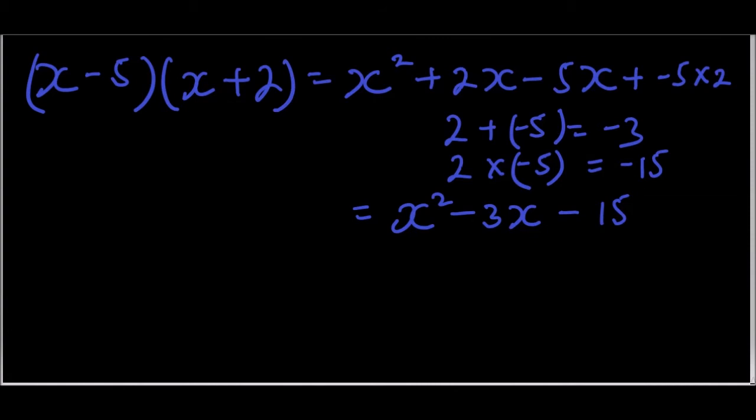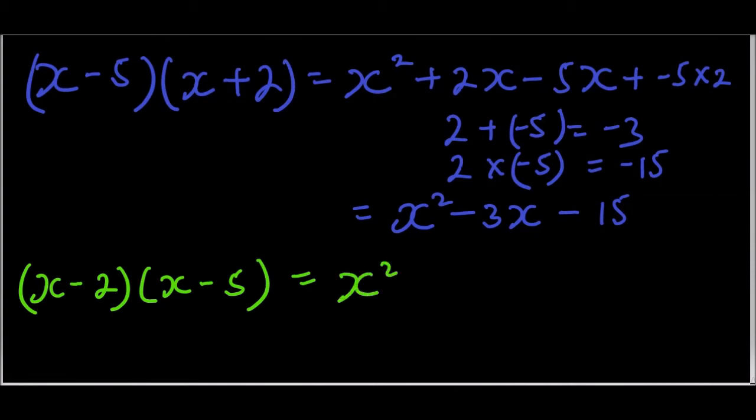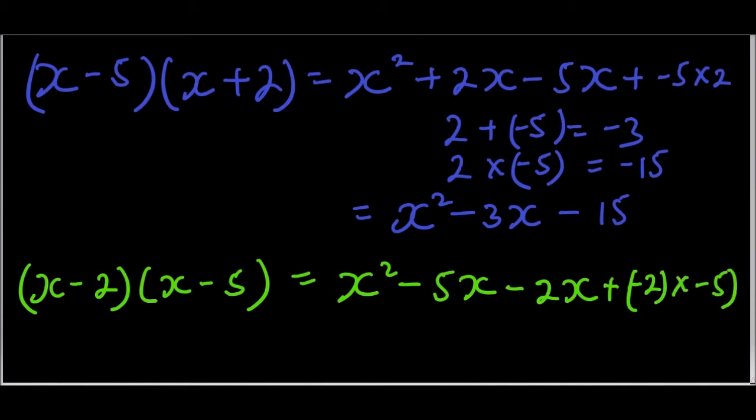factorization. We are going to expand x minus 2 and x minus 5. So when you expand that, x multiplied by x gives us x squared. X multiplied by minus 5, you get minus 5x. Minus 2 multiplied by x, you get minus 2x. And minus 2 multiplied by minus 5, like that.